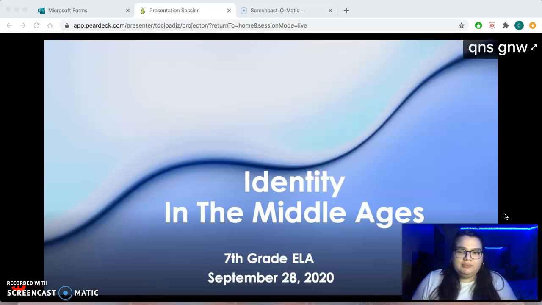We're going to briefly talk about the elements of narrative, which we've already talked about before. We're just going to do a quick review, and then we're going to move on to our assignment for the day. So we're continuing with the theme of identity in the Middle Ages.